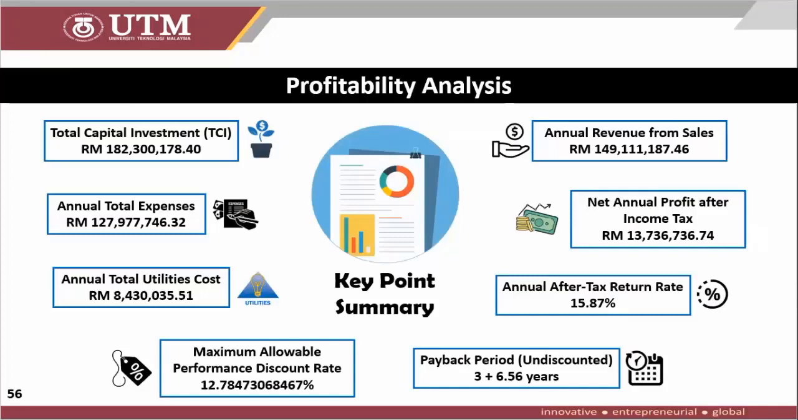Based on the analysis, the undiscounted payback period is around 6.56 operating years after 3 years of startup and construction period. This means that our plant will start earning after the payback period of 6.56 operating years. Lastly, the maximum allowable performance discount rate for our plant is around 12.7847% with a net present value of 0 after 20 years of operation. So in conclusion, this project is feasible to carry out. So that's all for our presentation. Thank you.